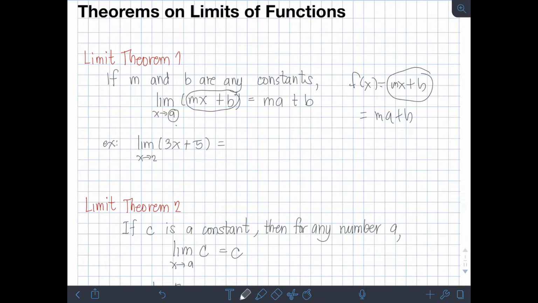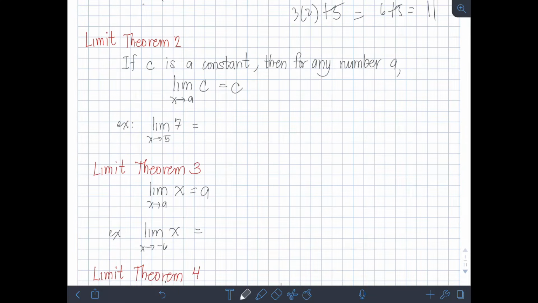Okay? So halimbawa, limit of 3x plus 5 as x approaches 2. So yung function natin dito ay 3x plus 5. So, ang limit daw netong 3x plus 5 as x approaches 2 ay substitute lang natin sa x yung value na 2. So, we have 3 times 2 plus 5 is equal to 6 plus 5 or 11. Okay, so direct substitution lang kapag ang function natin ay mx plus b. Okay? Next, limit theorem 2.